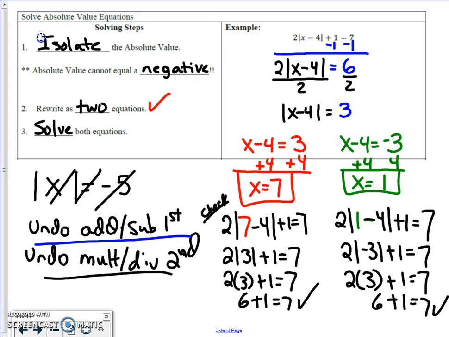All right? Go ahead and work on some of these solving absolute value equations examples.